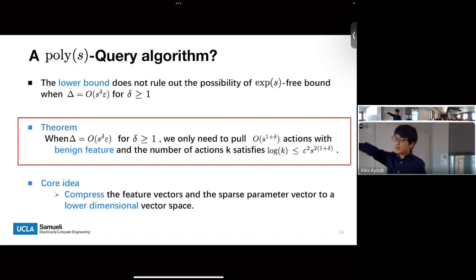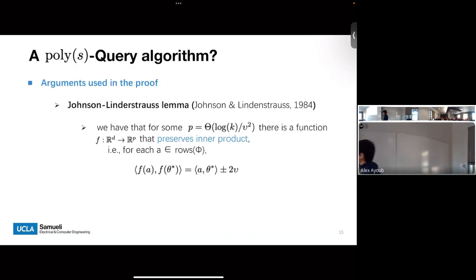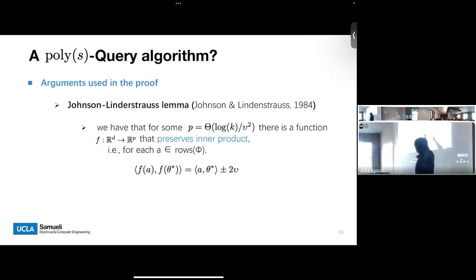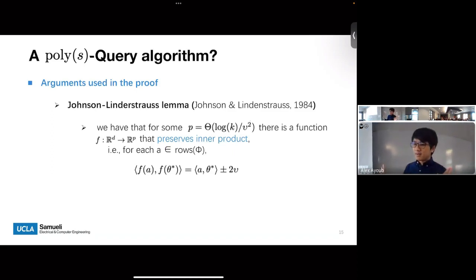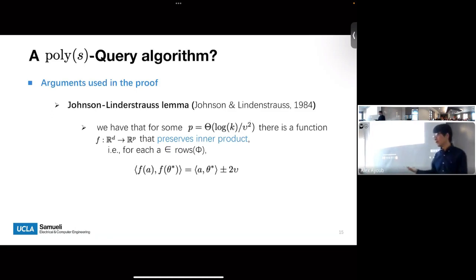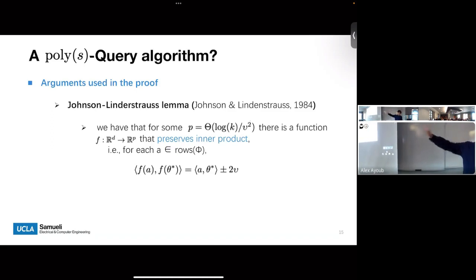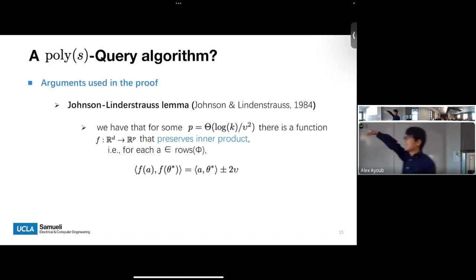You just compress the thing. So JL says that if you compress a vector from D dimensional to log k over epsilon squared, where k is the total number of them, then the inner product is preserved. Because the inner product is preserved, you can look at this new bounded problem. The new bounded problem has slightly bigger misspecification error, but you can still apply the dense feature theory to solve it. Very simple, but still there's a big restriction. The restriction is that log k has to be small.